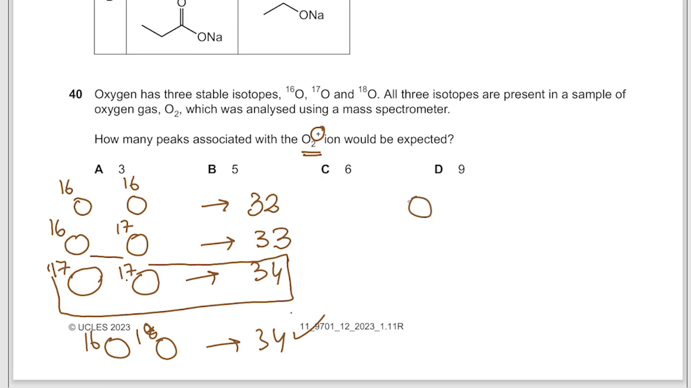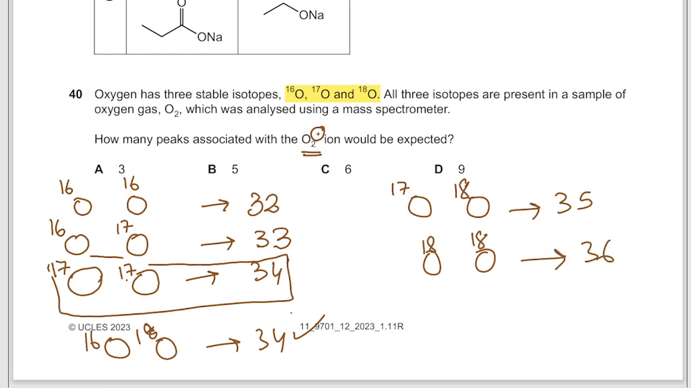Another one, oxygen 17 and oxygen 18. The possibility is these three: 16, 17 and 18. With these three we find out the molecular mass of the substance. So 18 plus oxygen 18, the answer will be 36. Okay, clear? So how many peaks can there be? 32, 33, 34, 35 and 36. A total of 5 peaks will be there. Okay, so this is the end of this paper.